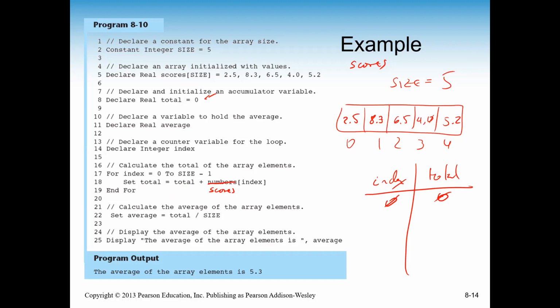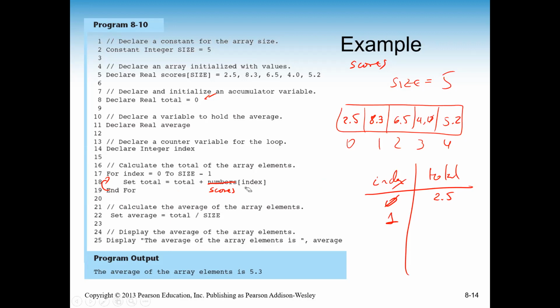So now you say total equals total plus scores[index]. So it's going to be 0 plus 2.5, which means in the first iteration, total becomes 2.5. Okay? Then you finish that, and you go back in the loop. Now, what is the value of index? Now, index is 1. And you say, what is total currently? 2.5.